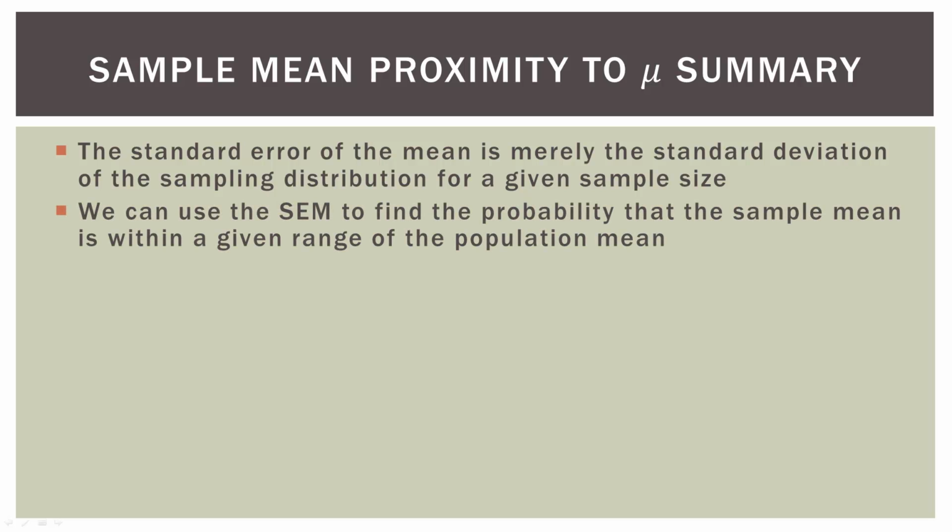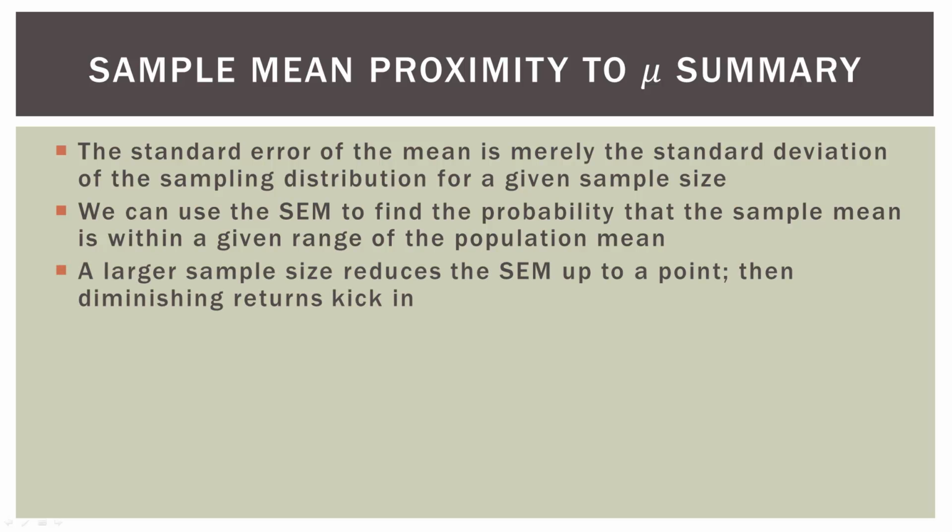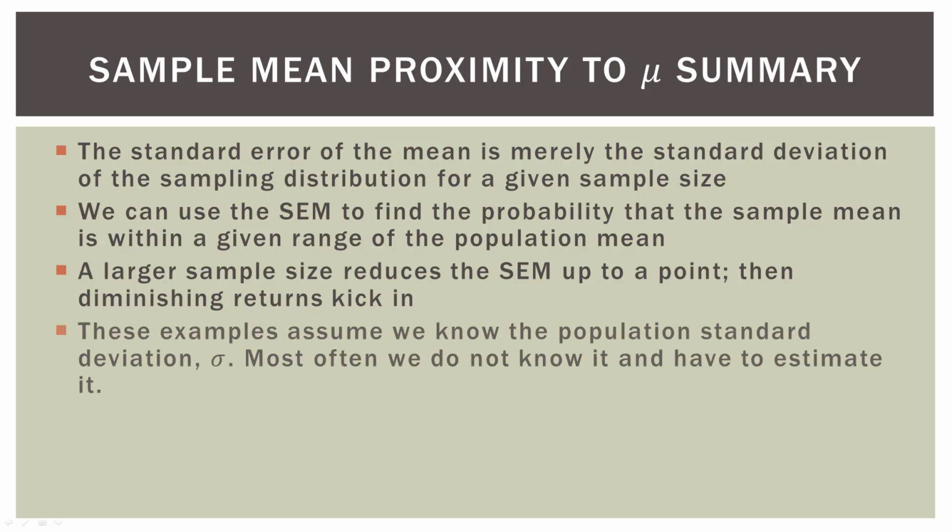We can use the standard error of the mean to find the probability that the sample mean is within a given range of the population mean. So that's what we did in the past three normal curve graphs. A larger sample size reduces the standard error of the mean up to a point, then diminishing returns kicks in. And we'll talk about sort of that break point in a later video.